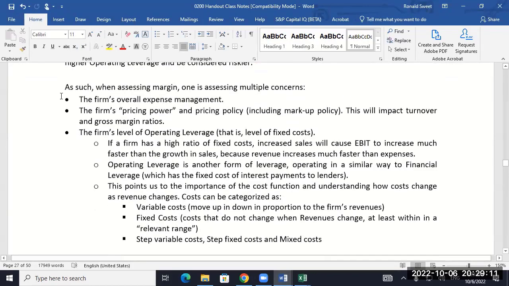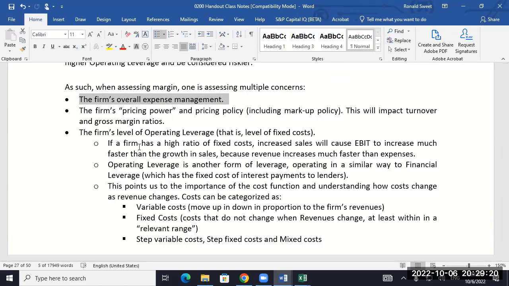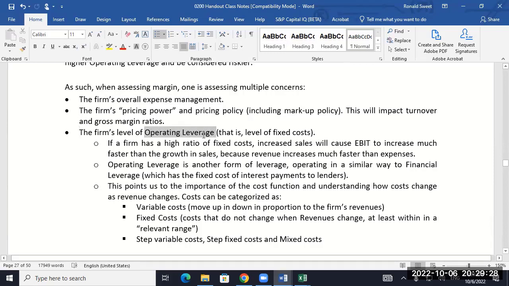So when you're looking at the net margin, it can relate to expense management. If their net margins are improving, it can be because they're getting more efficient. They're adding new technology or whatever. It can be a reflection of their pricing power that's coming down from the gross margin. They're able to charge more. And it can be a reflection of operating leverage.